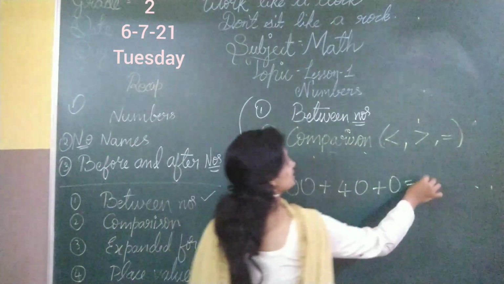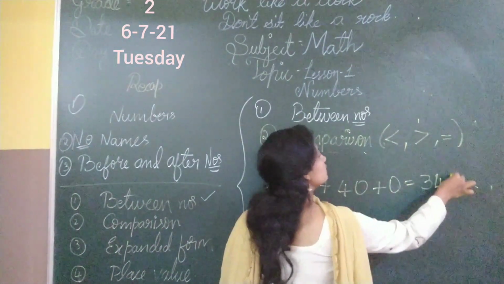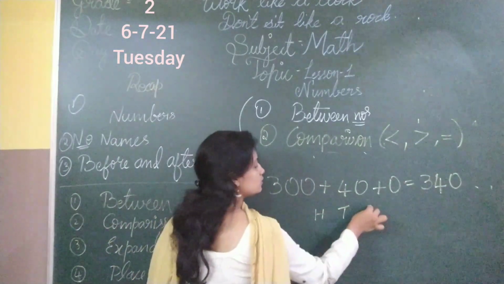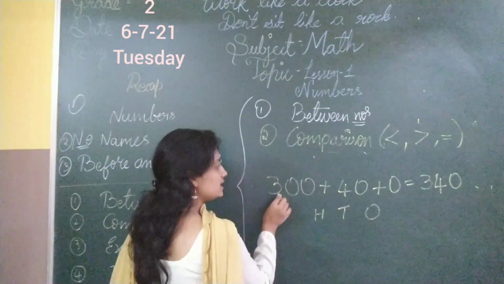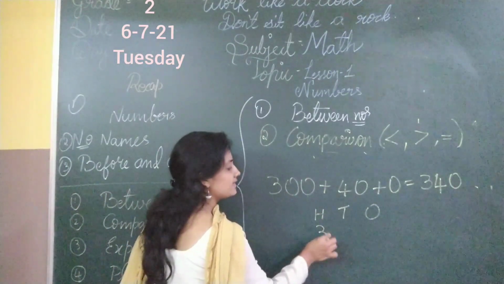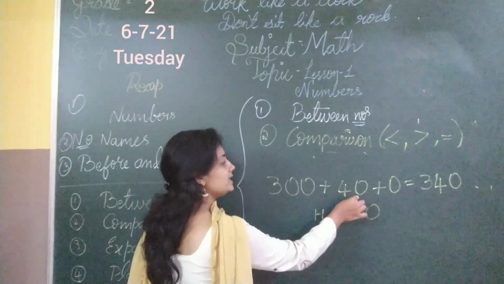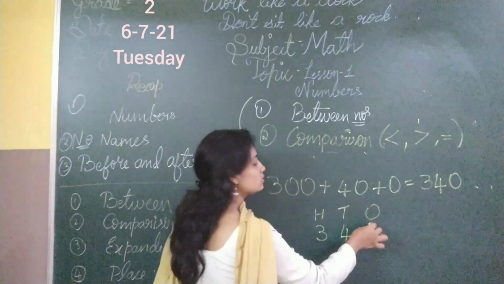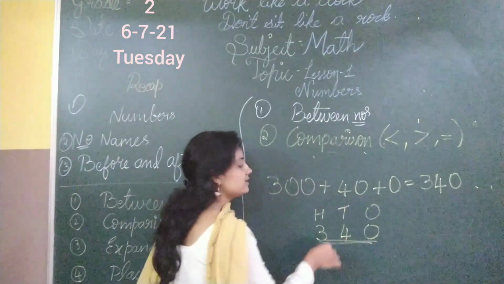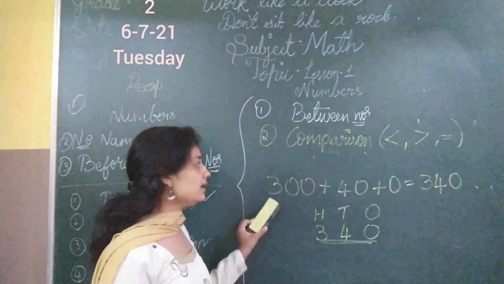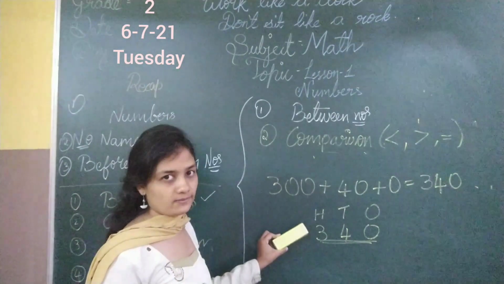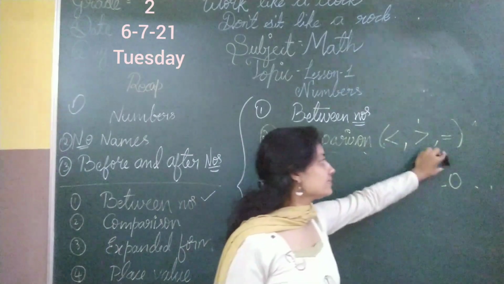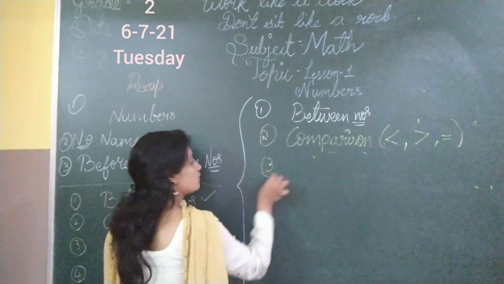So I just write 340. If you don't want to write like that, I'll teach you one more way. You know, 1, 10, 100. So 300 means you write it in the hundreds place. 40 means it's in tens, so you write it in the tens place. And no number here, so you write it in the ones place. That is 340. This is how you write the expanded number in short form. So now we have finished learning expanded form and short form also.